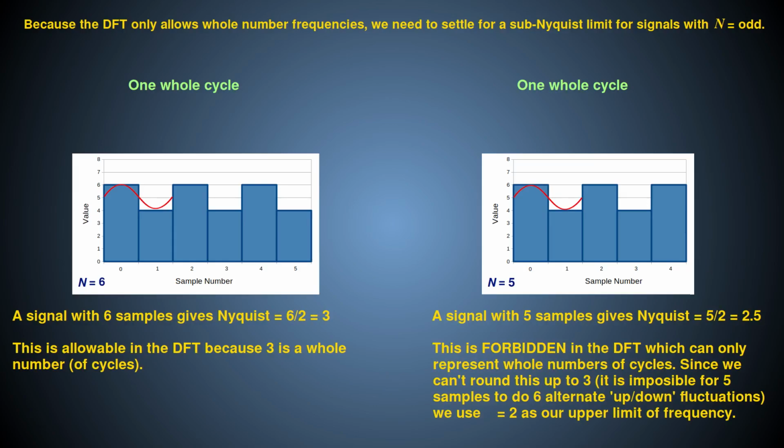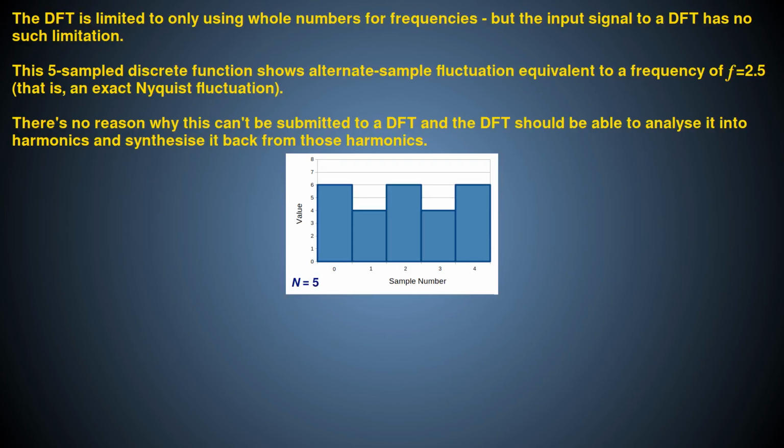So, for the DFT of a 5-sample signal, because we can't use the exact Nyquist frequency of f equals 2.5, we need to use the rounded down value of f equals 2 as our maximum frequency, and this is half a cycle lower than the full Nyquist frequency. But that's a limitation of the DFT formulae. It's not a limit of the signal itself.